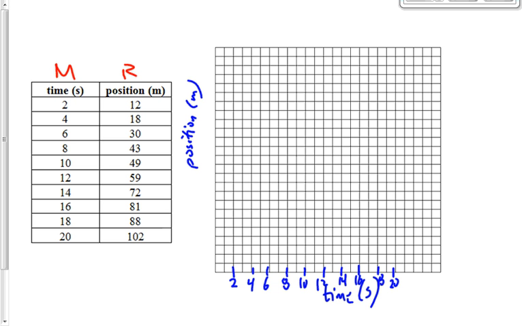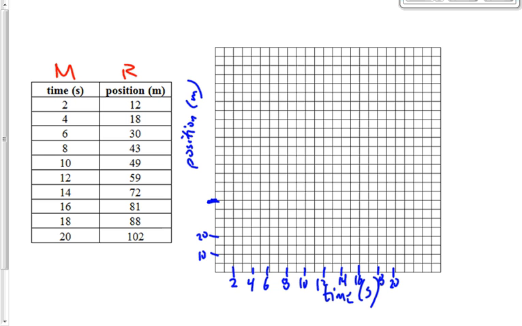Now the y-axis goes from 12 to 102. So let's go 20. No, let's go 10. Use a pencil for this, by the way. Why do I suggest you use a pencil?